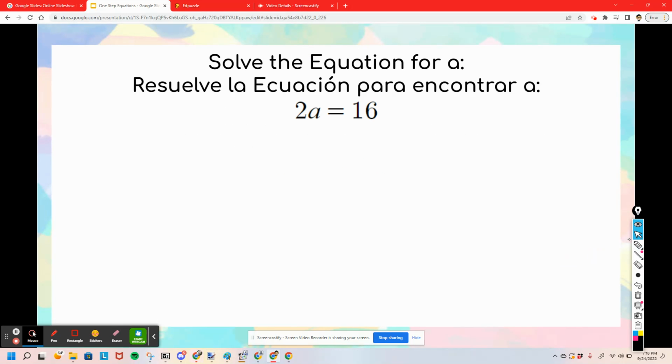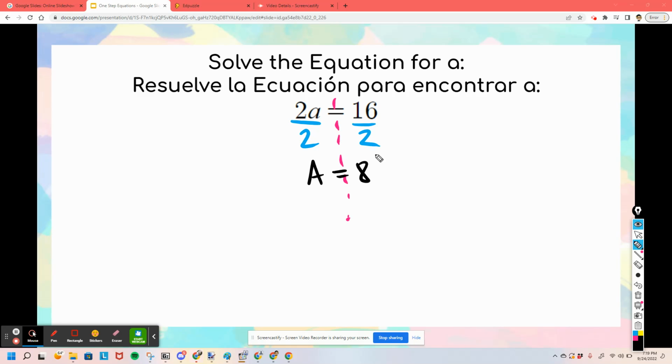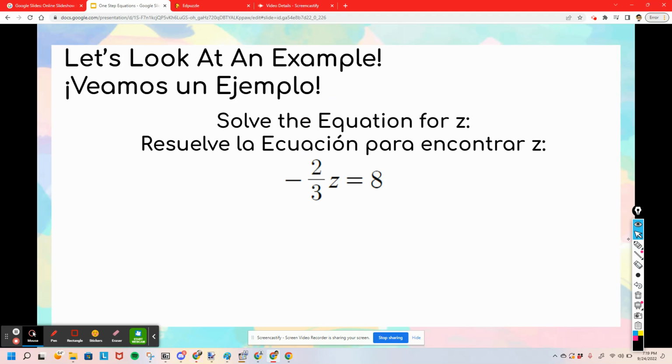All right. I want you guys to try this one. It's very similar. Set up your imaginary line. Good. All right. So we go, what's happening between the 2 and the a? It's multiplication. So I'm going to divide both sides by 2. And when I do that, I'm going to get a equals 8. Final answer.